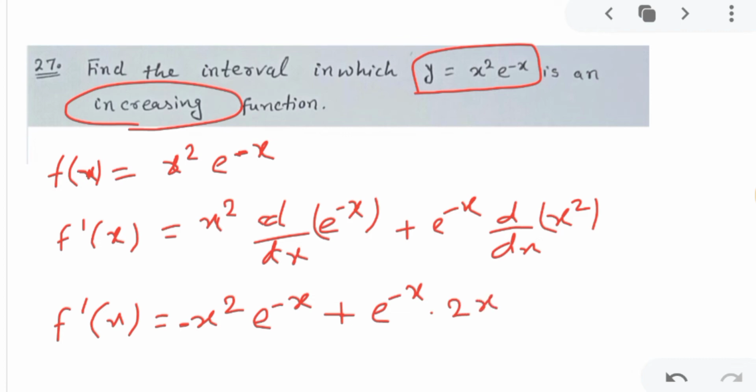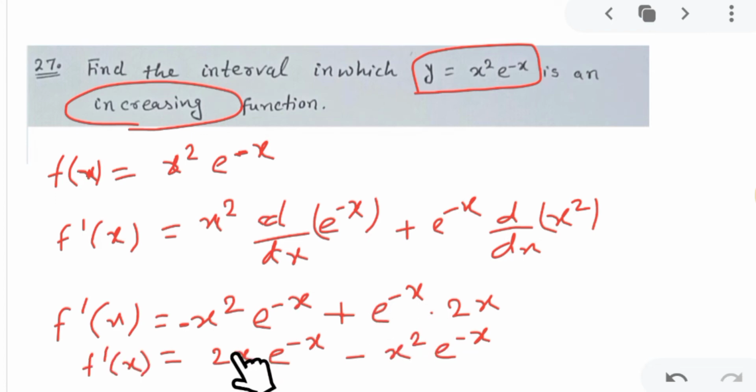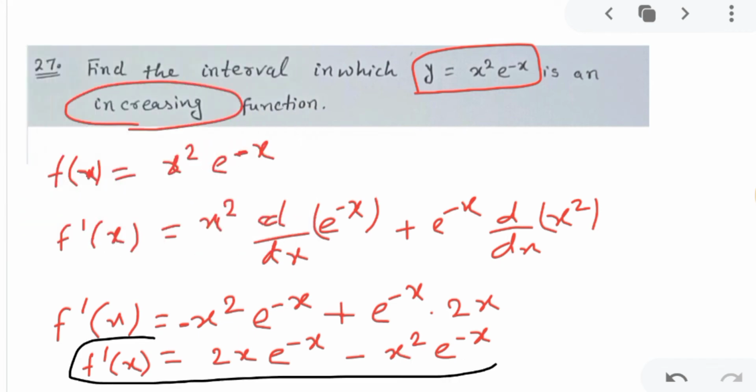So ultimately f dash x you will get as 2x, that term I am writing first, right term, minus x square e to the power minus x. Just I have exchanged the terms, that's it, nothing else, okay? This term I wrote first and this second, correct? So I got f dash x. In this way I got f dash x. If you are comfortable, then you can write directly also, okay? So this is our f dash x.